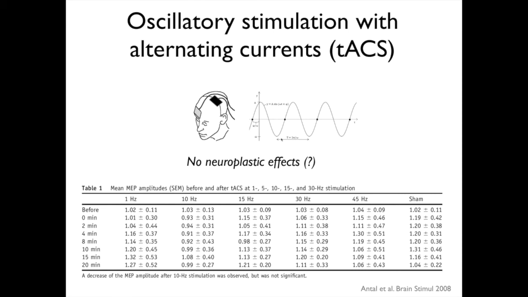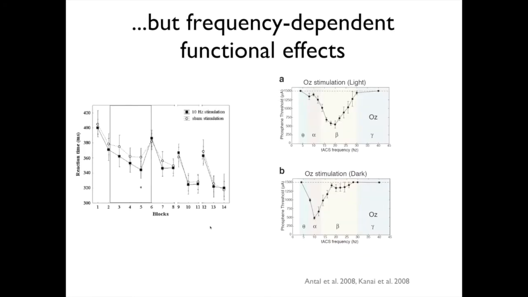And in the first study, which was conducted by Andrea Antal and colleagues, they looked for neuroplastic effects of this sinusoidal stimulation with alternating currents, with different frequency bands within the physiological frequency range, and you can see here that they didn't get neuroplastic effects of the stimulation. So the primary effect seems to be somehow different, but this doesn't mean that the stimulation is inefficient, but there were stimulation frequency dependent functional effects.